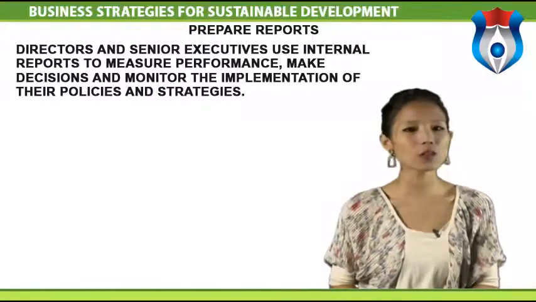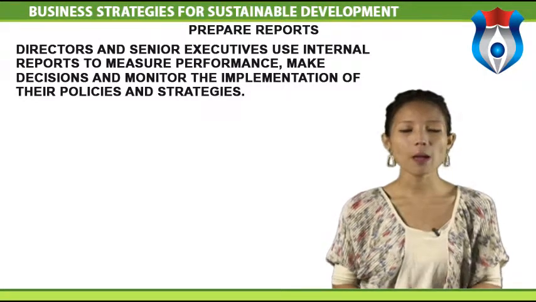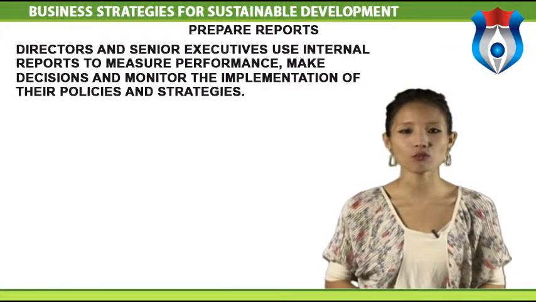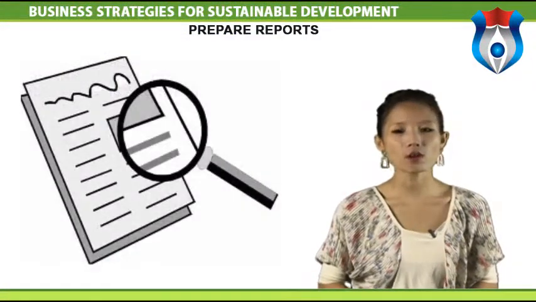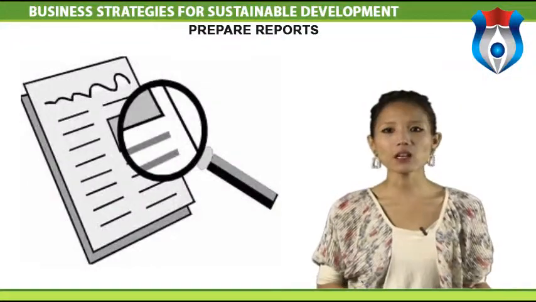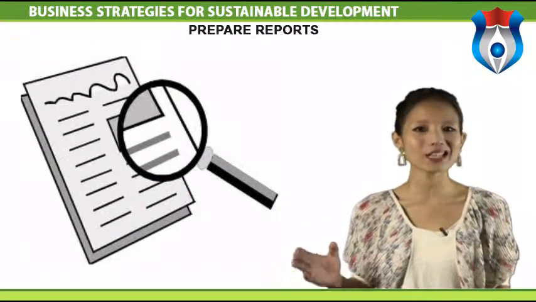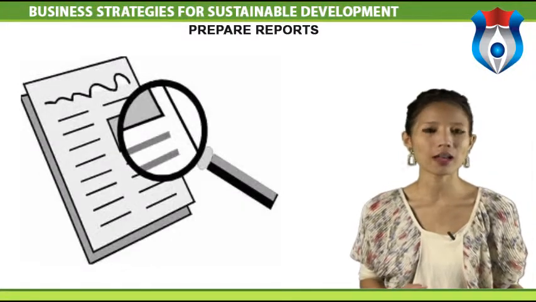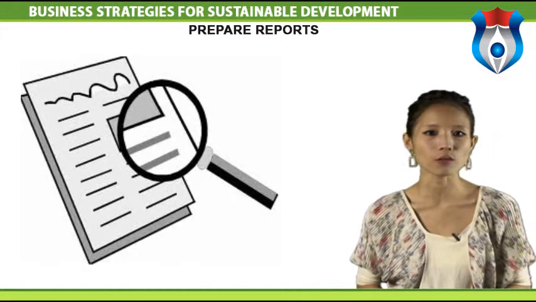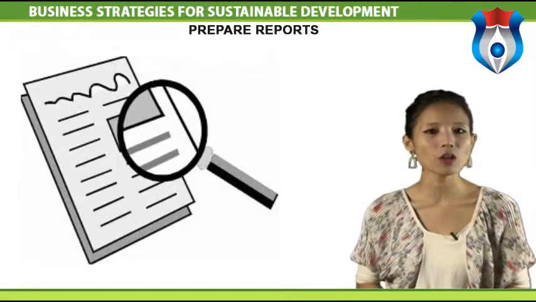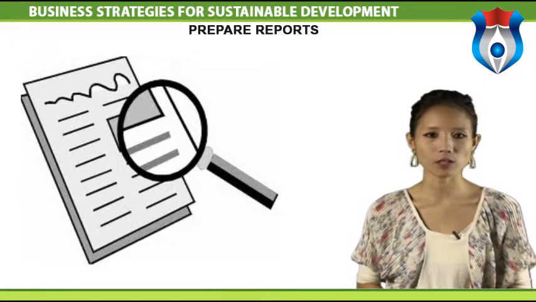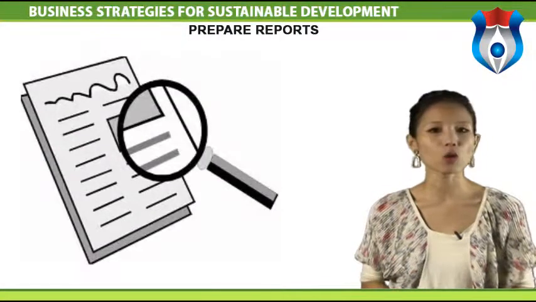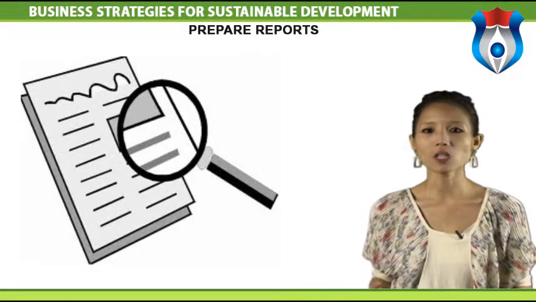Directors and senior executives use internal reports to measure performance, make decisions and monitor the implementation of their policies and strategies. Shareholders, creditors, employees and customers as well as the public at large use external corporate reports to evaluate the performance of a corporation and to hold the directors and senior executives accountable for achieving financial, social and environmental objectives. The system needs incentives and reliable information in order to ensure that there are rewards for positive action.